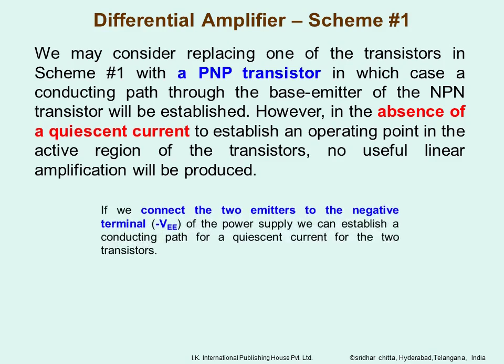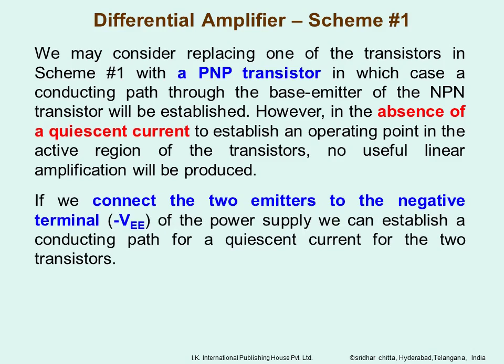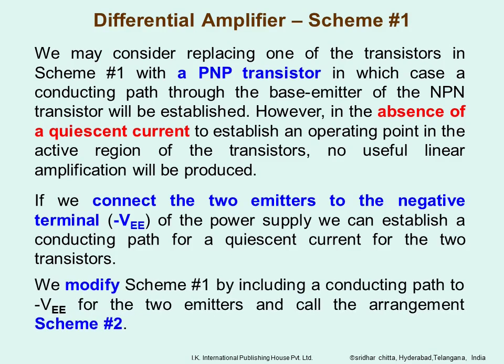If we connect the two emitters to the negative terminal, minus VEE, of the power supply, we can establish a conducting path for a quiescent current for the two transistors. We modify scheme 1 by including a conducting path to minus VEE for the two emitters and call the arrangement scheme 2.